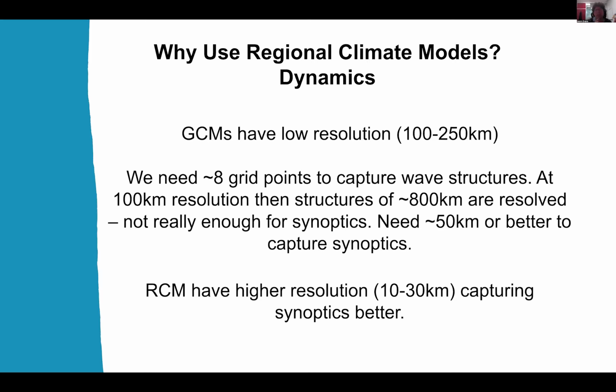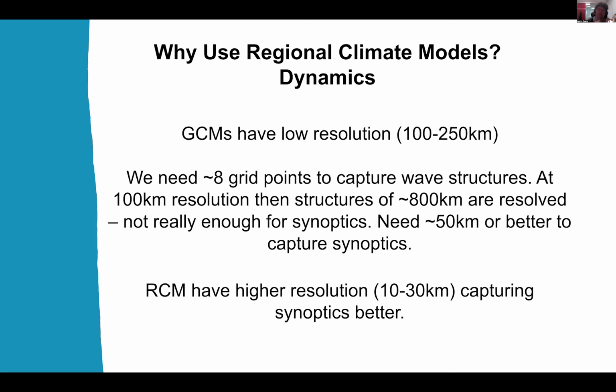Given the grid point discretization of our model, we can only capture these waves well when it's something on the order of 8 grid points for one wavelength. Okay, so if we have a model with a 100-kilometer resolution, we can think of structures on the order of 800 kilometers being resolved by those models. And that's not really enough for synoptics.